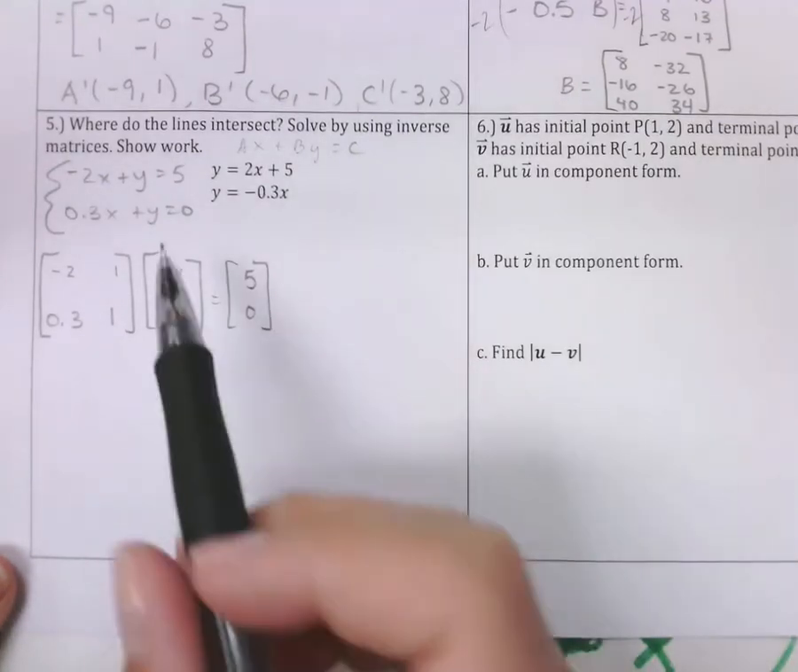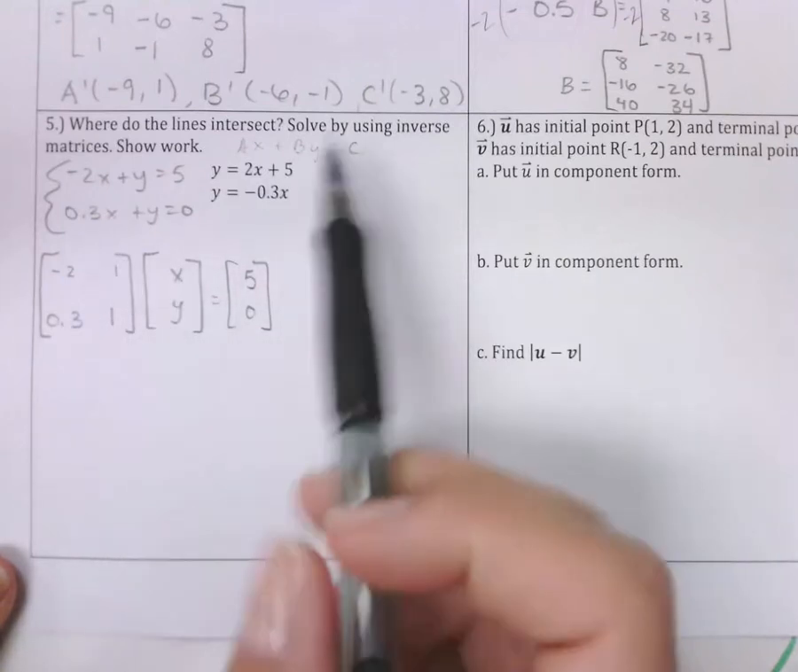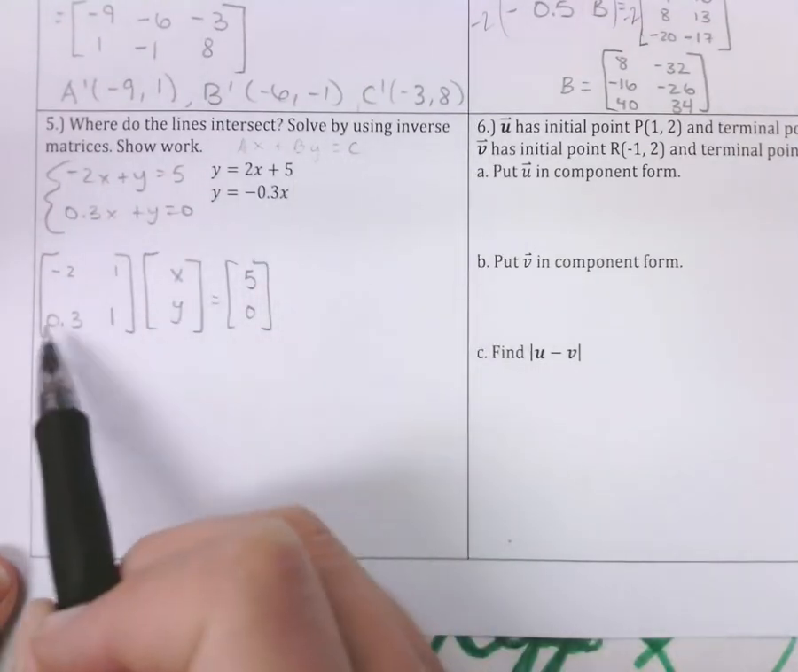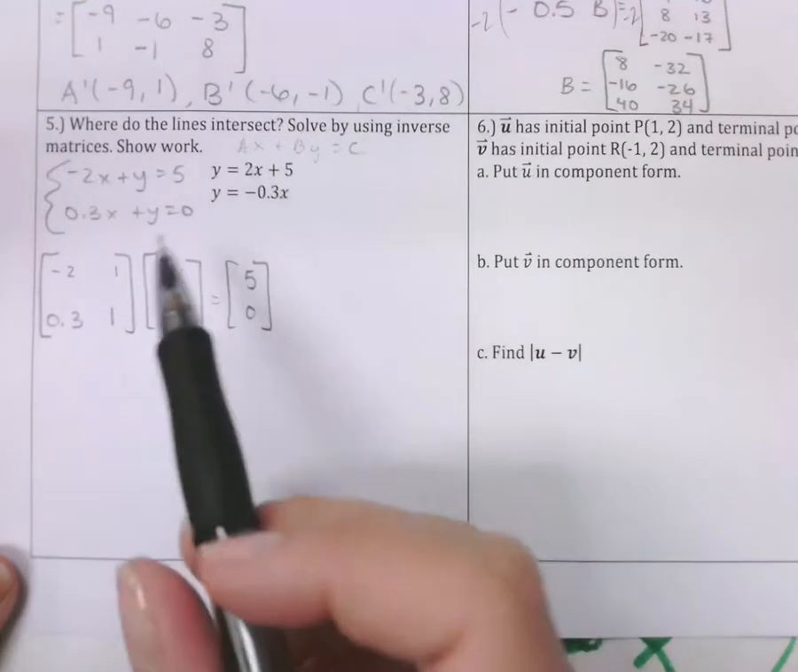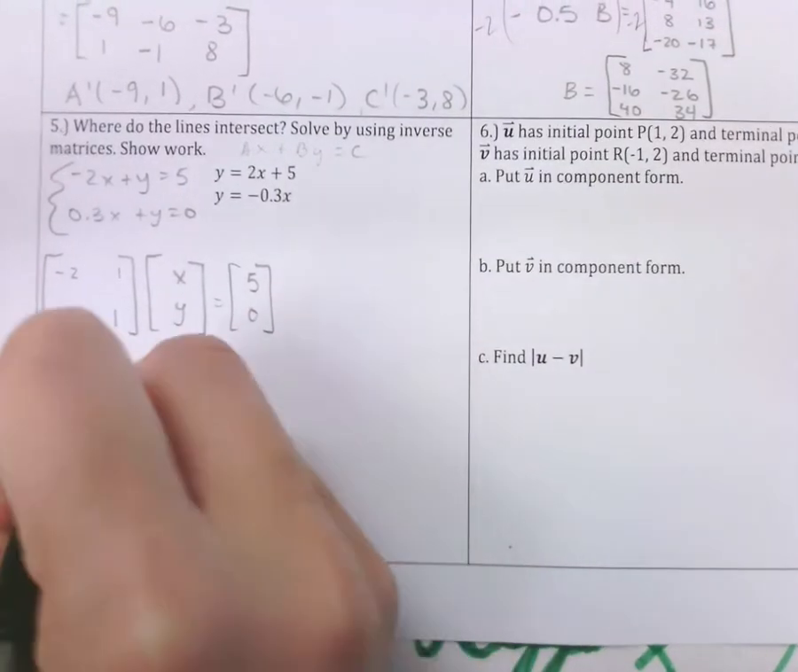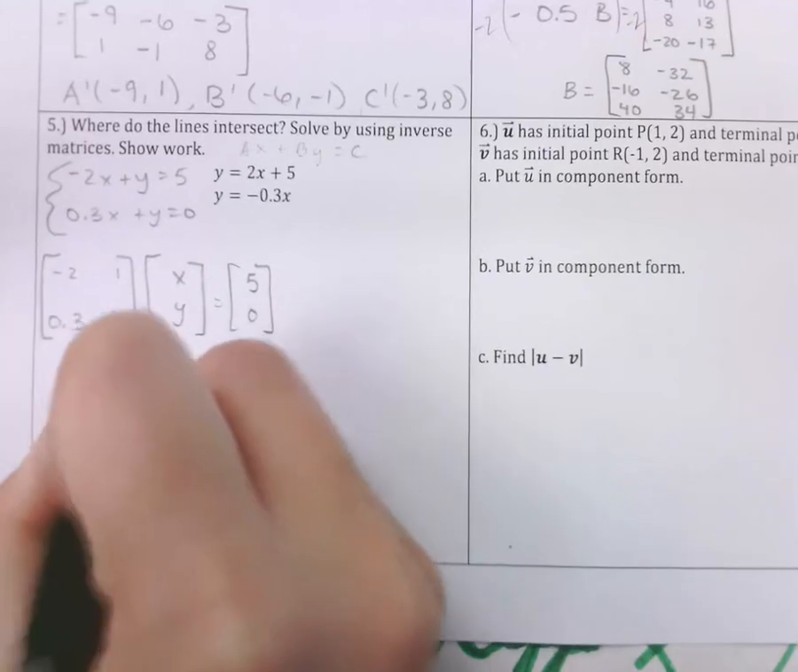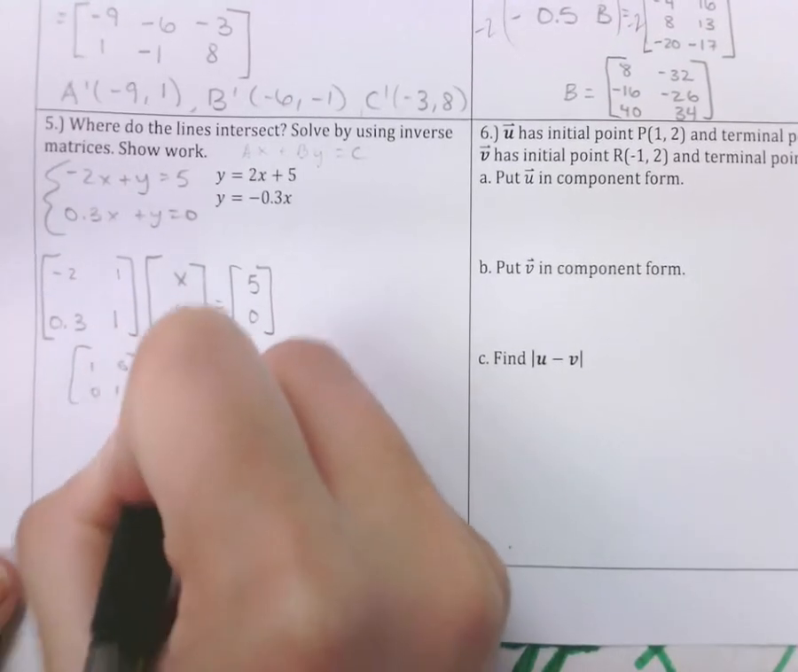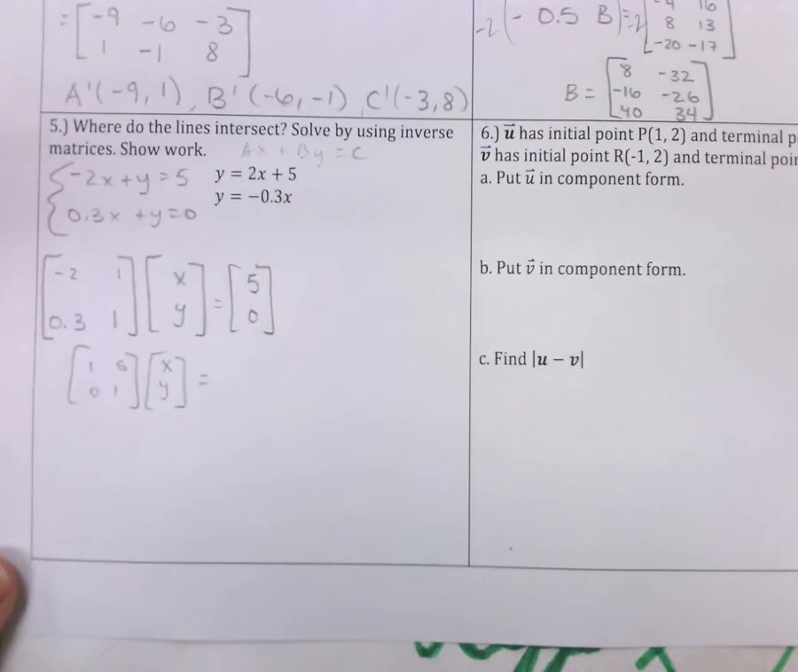Alright, so we have to multiply by the inverse, it says solve using inverse matrices. We'd multiply both sides by the inverse. On the left side of the equation, you're going to multiply by the inverse and you're going to get the identity matrix. No, you're going to find the inverse.